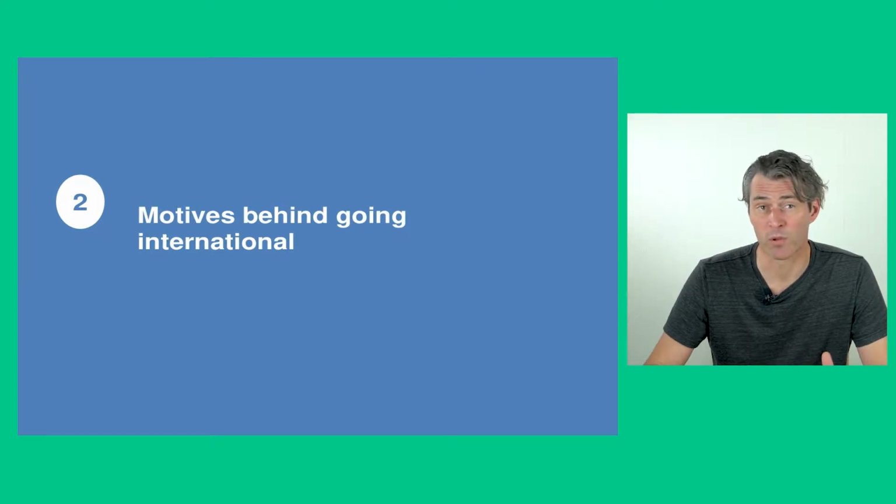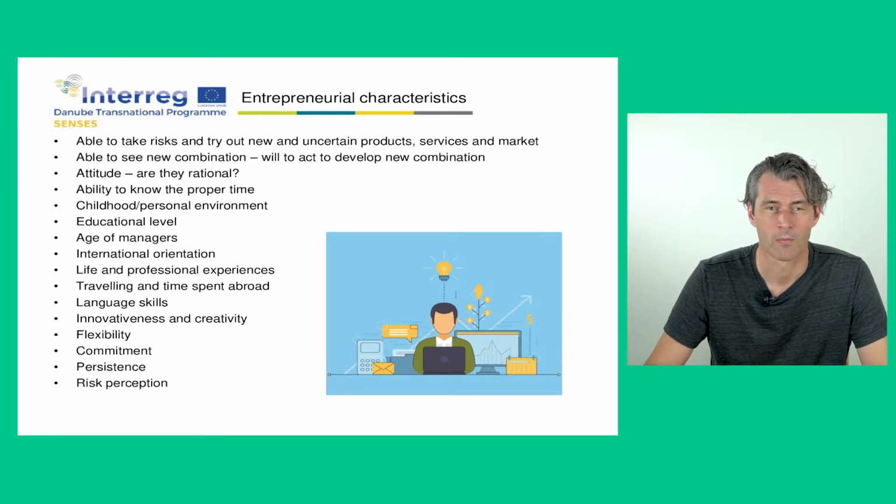Let's see the most common motives to go international. Many different kinds of people can be successful as an entrepreneur, but based on literature, research, and common sense, here are some typical entrepreneurial characteristics. They are able to take risks and try out new and uncertain products, services, and markets. They're able to see new combinations and take action to develop new combinations. They are logical thinkers. They have the ability to know the right time to act.